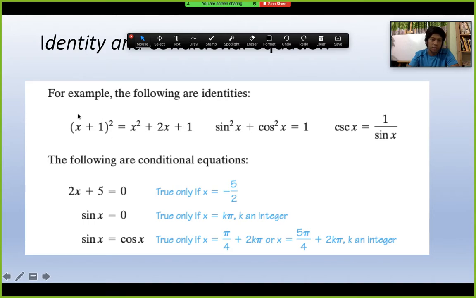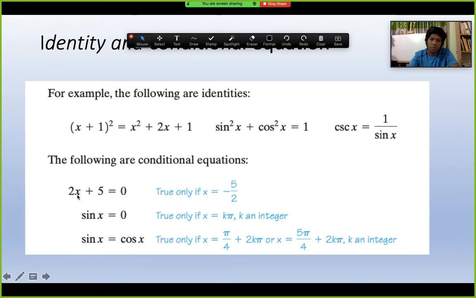These are the more examples. So for example, you can write the following identities: x plus 1 whole square equals x square plus twice x plus 1. This is in terms of x. We can write it as function. Suppose x equals 2, x equals 3. For all values of x, this is true. Sin square x plus cos square x equals 1. All of them are identity because for all values of x, these equations are correct.